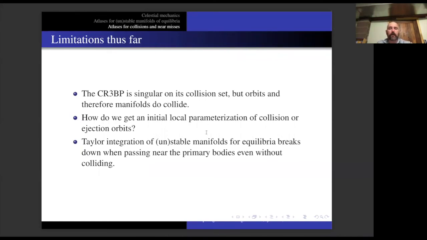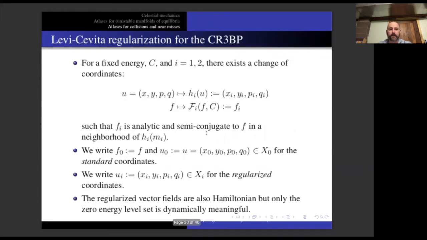So the idea here is to use the classical Levi-Civita regularization, which is a way of desingularizing these vector fields near the primaries. The setup goes, we have two primaries, so there are going to be two different regularization maps. So we're going to have three sets of coordinates that we work in. What I call the standard coordinates, where I'll denote F by F naught and U by U naught. This is the standard coordinates where we did all the computations that we've seen so far.